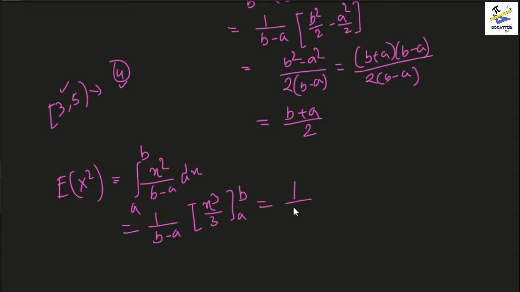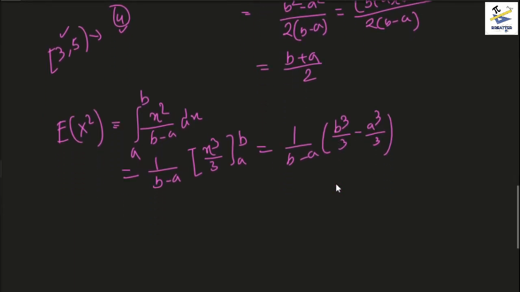This becomes 1 by b minus a, whole into b cube by 3 minus a cube by 3. So therefore it becomes b cube minus a cube by 3 times b minus a. That is how things simplify.